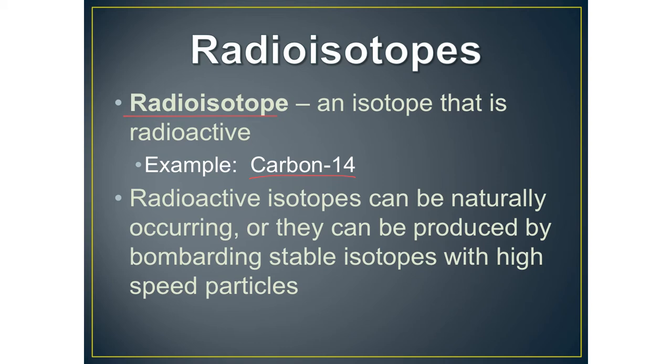Now, radioactive isotopes can be naturally occurring, such as carbon-14. It's naturally unstable and decays, or they can be produced artificially through a reaction where you fire high-speed particles at them, which then penetrate the nucleus and cause the changes within the nucleus.